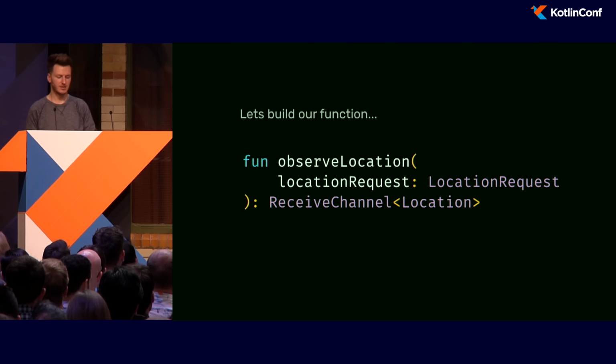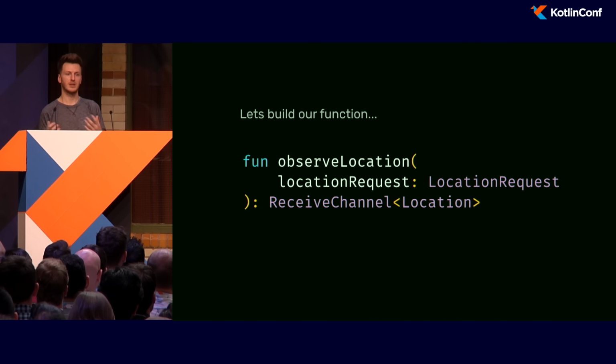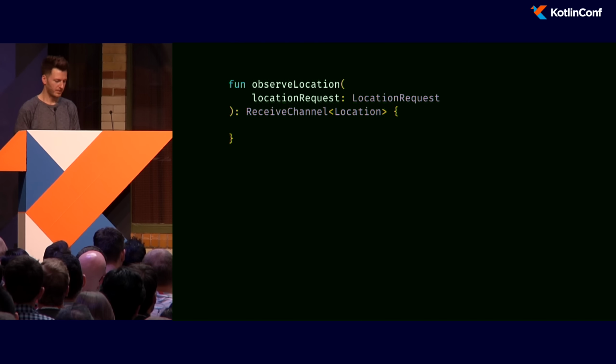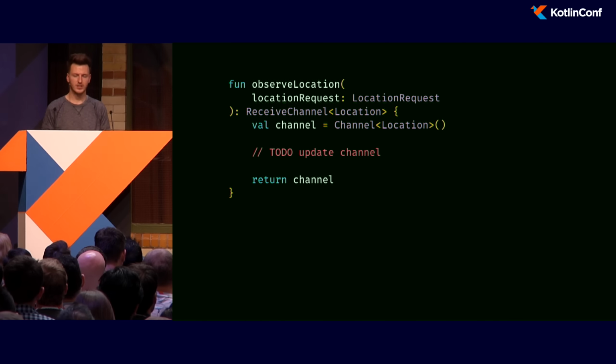So let's build our function, our suspending, well, not suspending function, our coroutine function. So we'll create a function called observeLocation, and we still want to pass in the location request, because we still want the caller to be able to define that stuff. But this time, we'll return a ReceiveChannel, an actual channel of locations. So we've got this, and then we will create a channel straight away. That's the thing that's going to be returned, so that the caller can actually observe it.